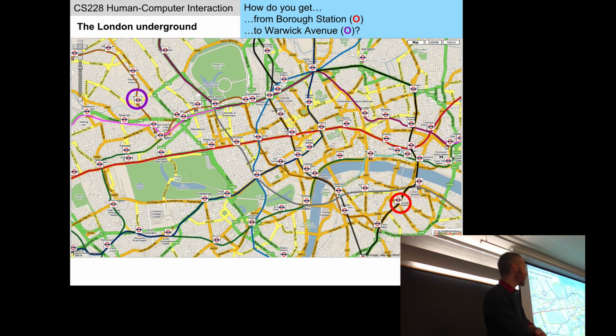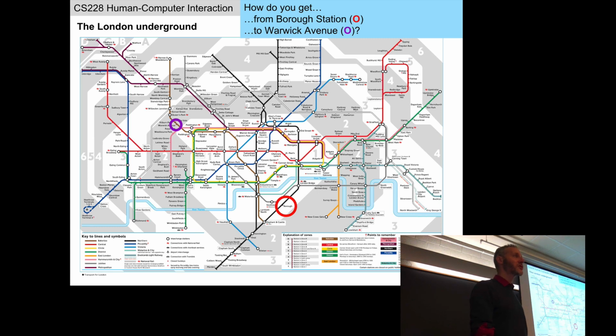Exactly, right? There is a huge amount of data here. I don't need to know where the Serpentine is and the fact that there's a small little ornamental island in the middle of the Serpentine Pond as I'm trying to get from Borough to Warwick Avenue. It doesn't matter. So erase all extraneous information. Another extremely important design principle, right?